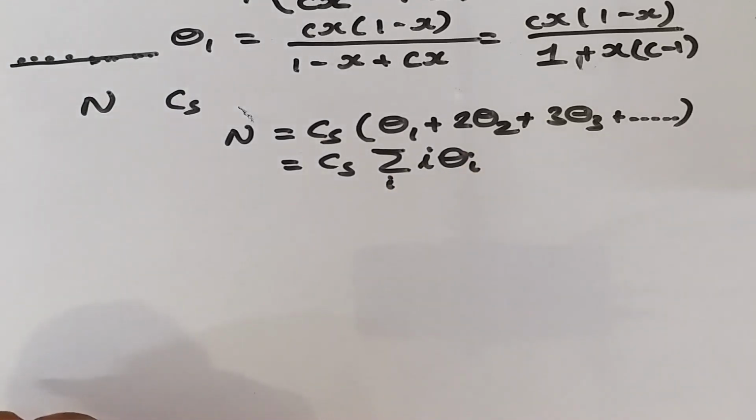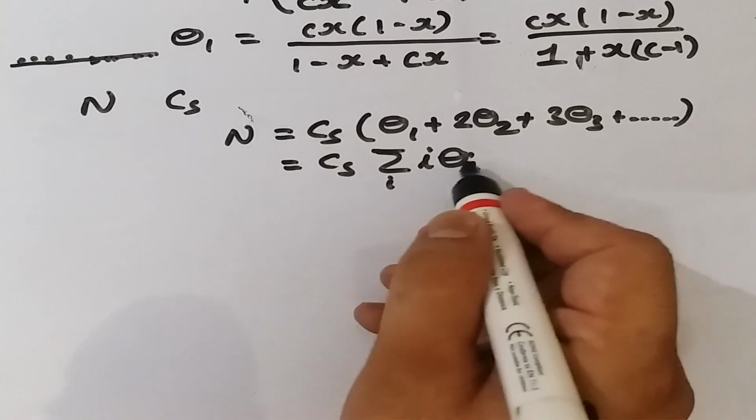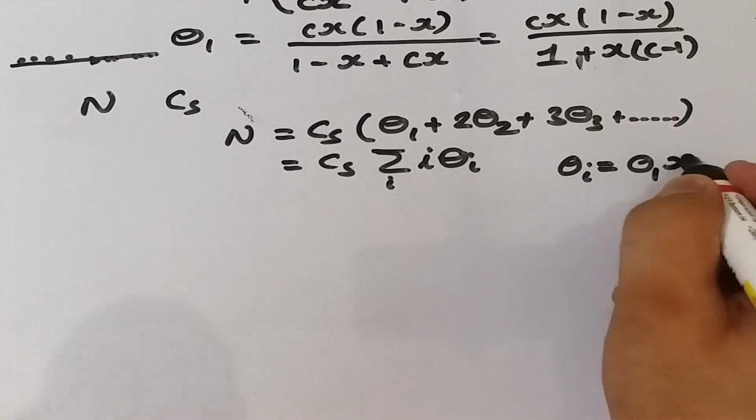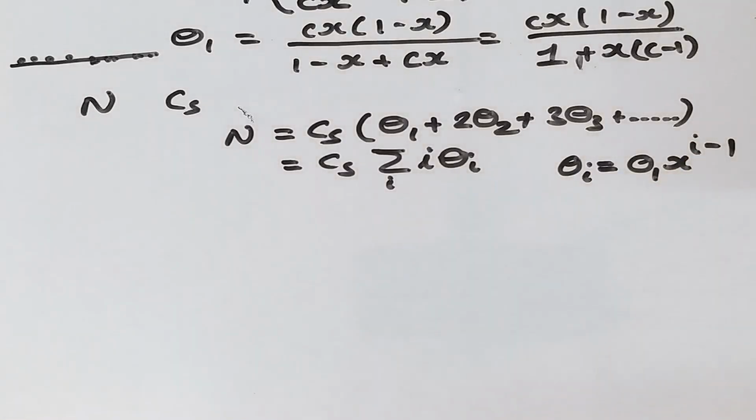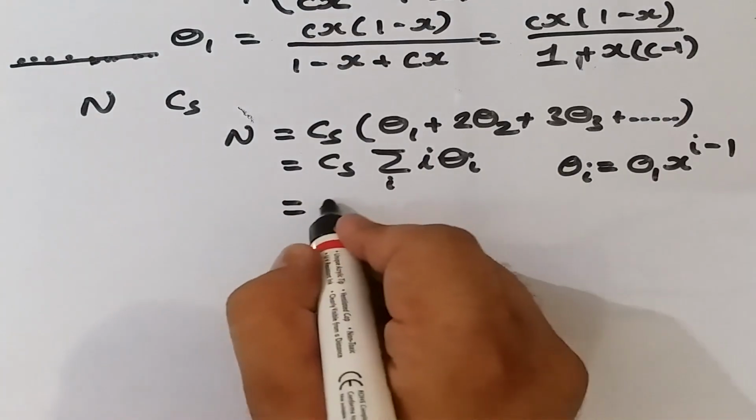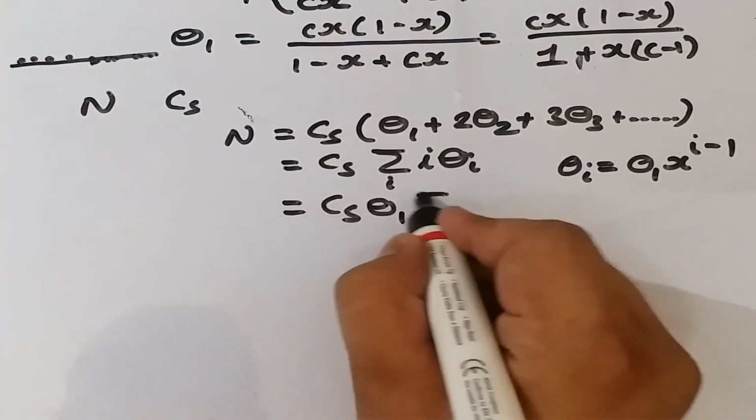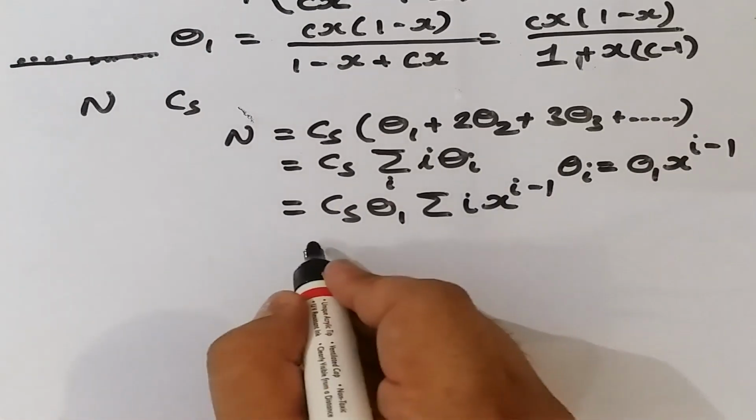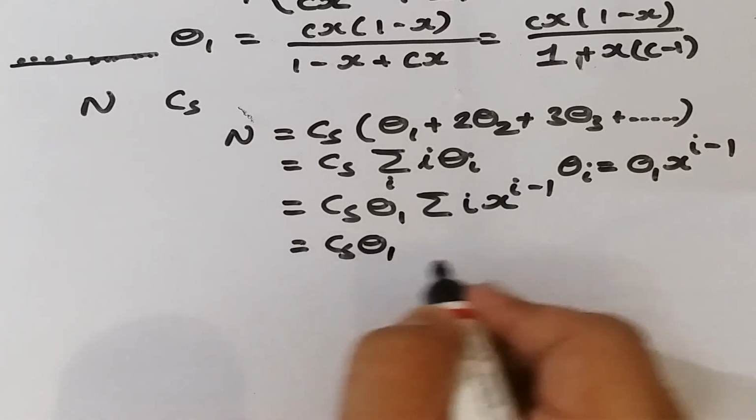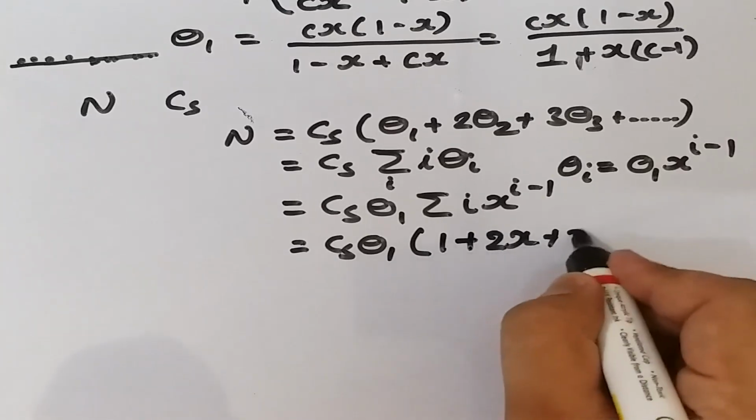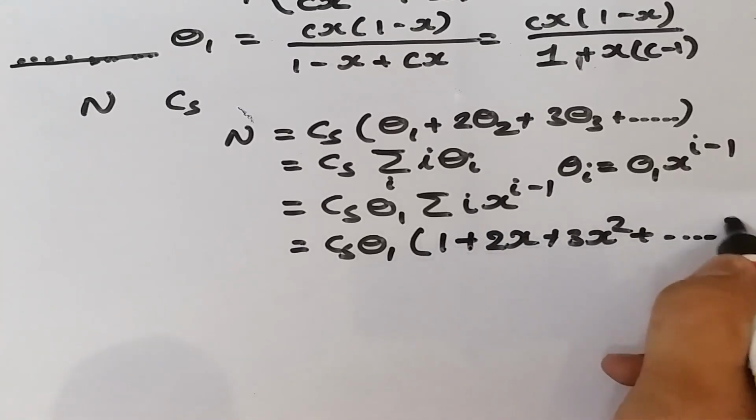This will give us the total number of molecules. And further we have seen the value of theta i: theta i is equal to theta 1 into x raised to i minus 1. So we can substitute this value of theta i in this expression, and hence the total number of molecules I can write as Cs into theta 1 into summation of i into x raised to i minus 1, and the expansion we get is Cs into theta 1 into 1 plus 2x plus 3x square and so on.